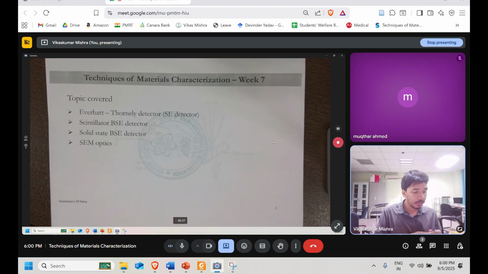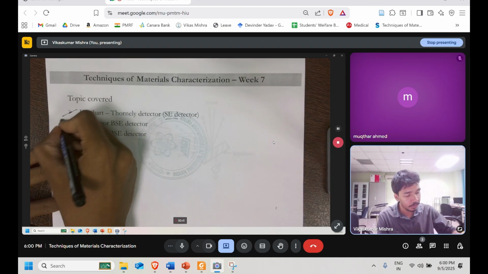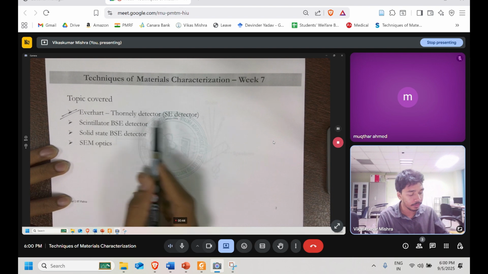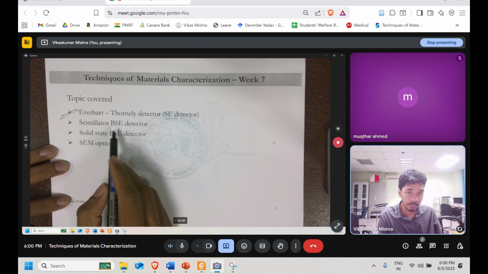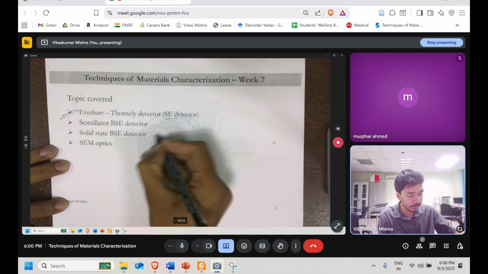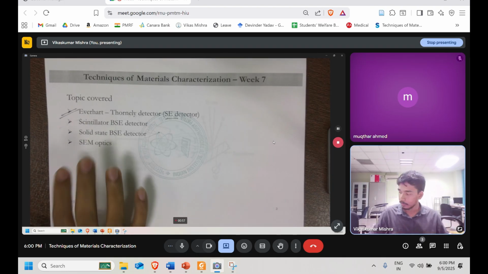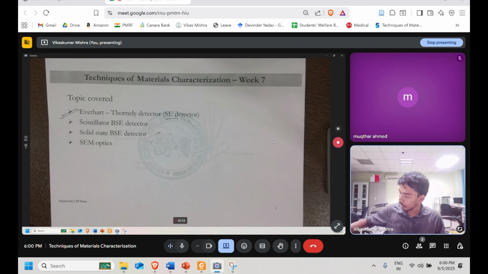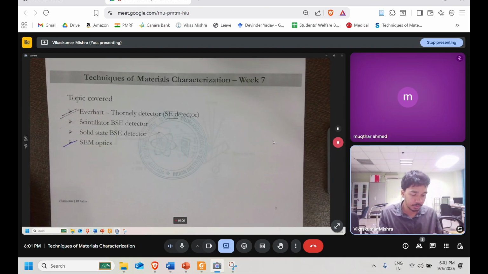What we have studied is about the secondary electron detector. We learned in detail about the Everhart-Thornley detector. Then we learned about the scintillator that has been used for the BSE detector. Also, we studied the solid state BSE detector, and then we went to the SEM optics. We spent around 2 to 3 lectures on SEM optics, and we studied in depth about depth of field and resolution. Those things have been covered.